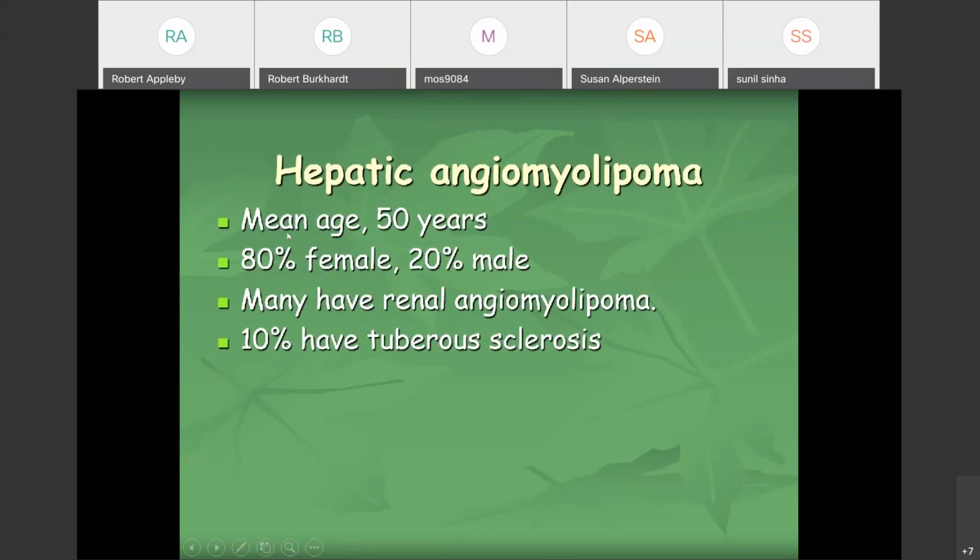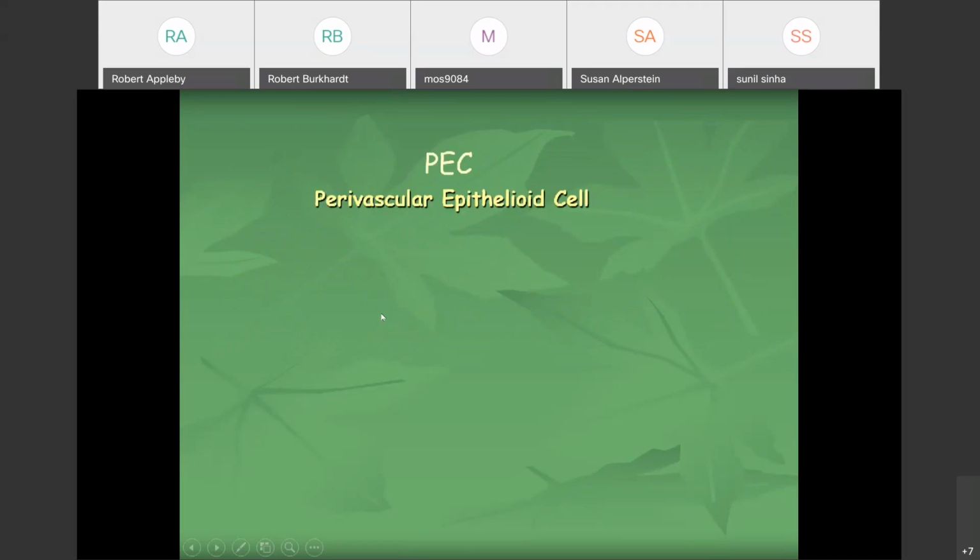Hepatic angiomyolipoma. PEComa is perivascular epithelial cell, PEC, tumors. So over.